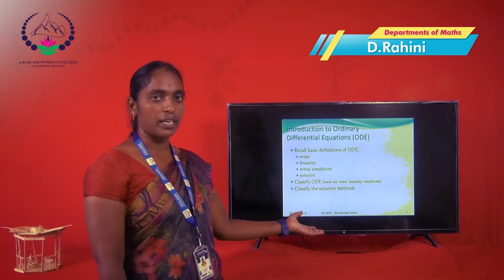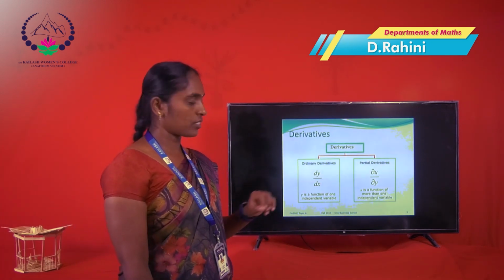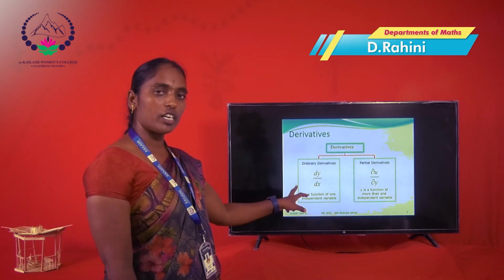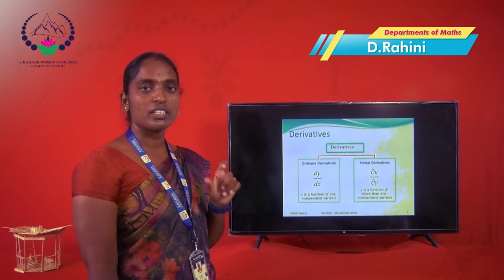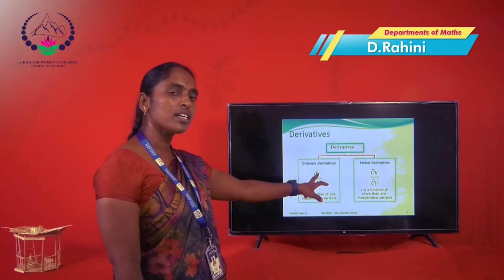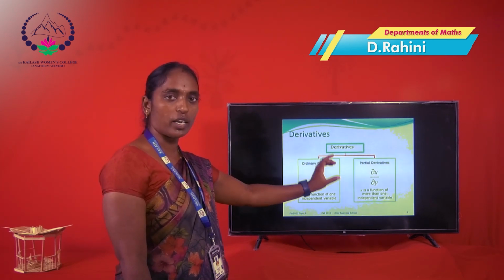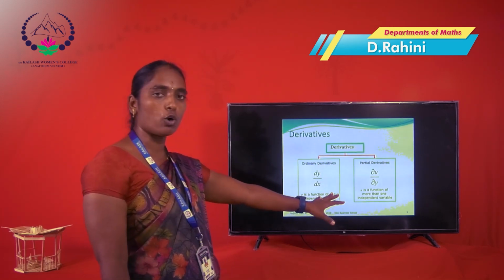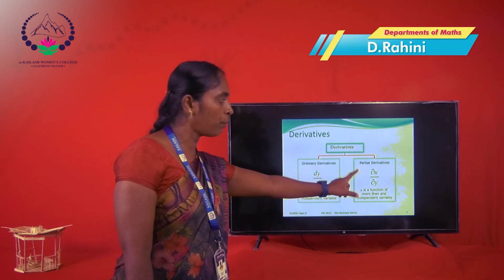Next we are going to see derivatives. In derivatives, we have two types: ordinary derivatives and partial derivatives. In ordinary derivatives, we use the notation d, because d denotes differential, and the notation is dy by dx. In partial derivatives, we differentiate only with respect to a partial variable, so here we use the notation dou u divided by dou y. This is the notation of ordinary derivatives and partial derivatives.